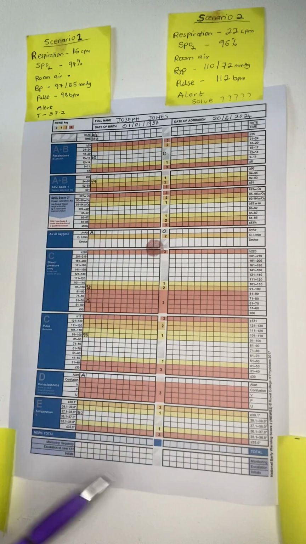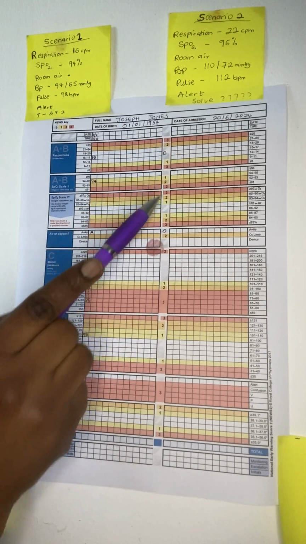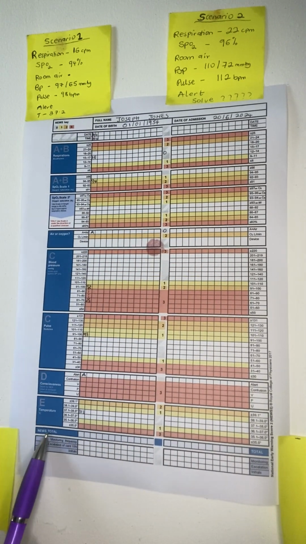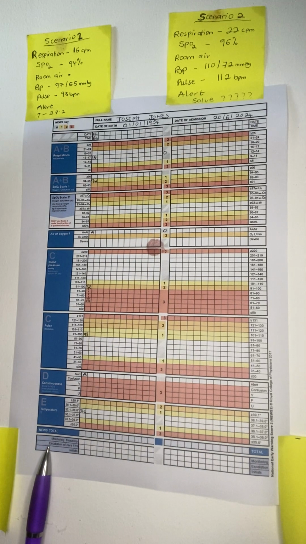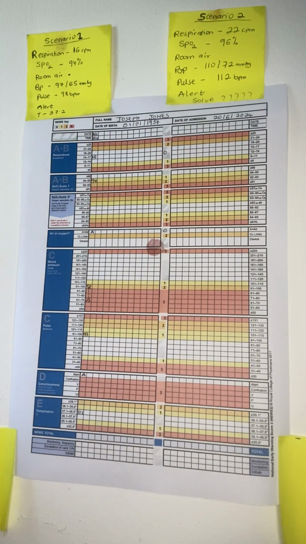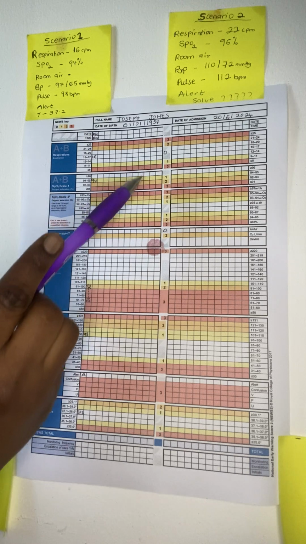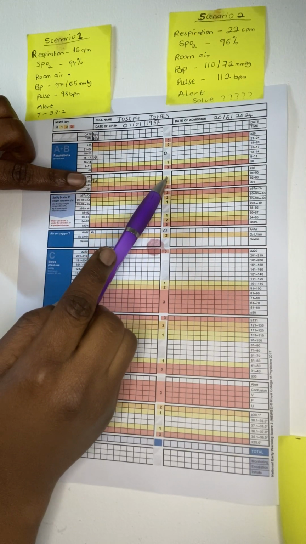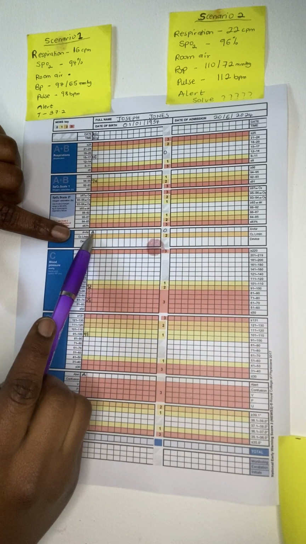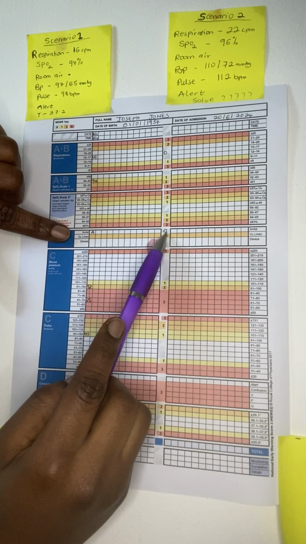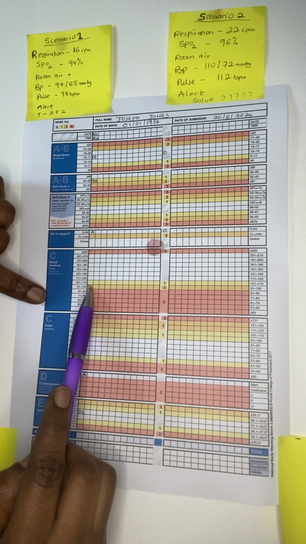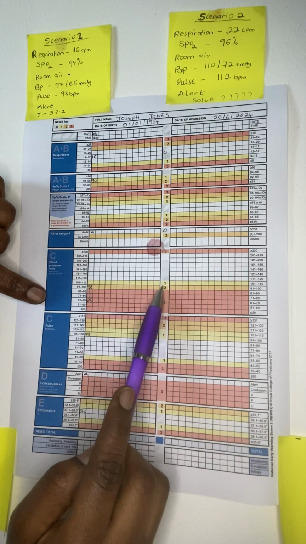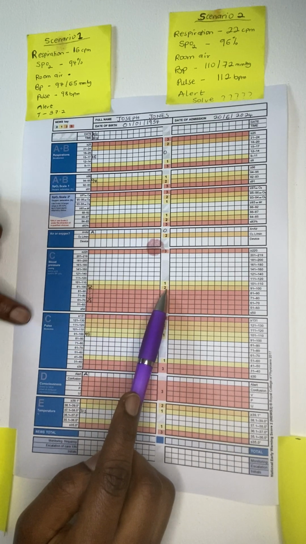So that now all we are going to do is to put our values together, and that will be our total NEWS score. Okay? Good. So what do we have? We have 0. We have 0 plus 1, which is what? 1. We have plus 0, which is still 1. We have 1 plus what? 2, which is what? 3.